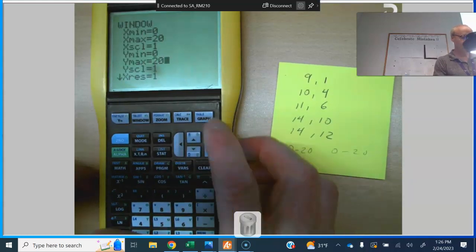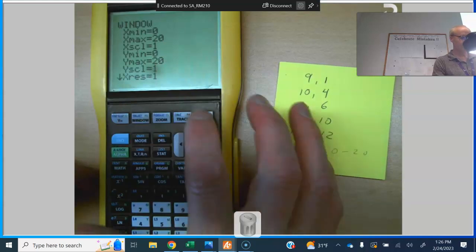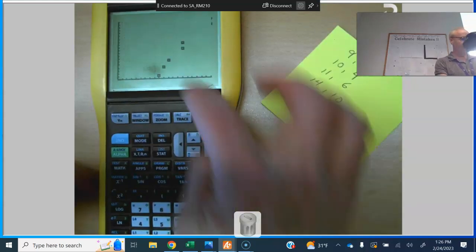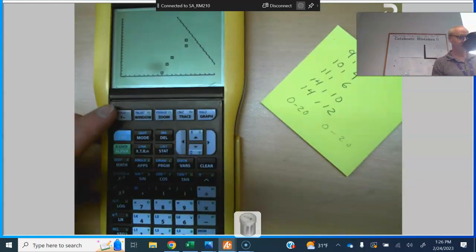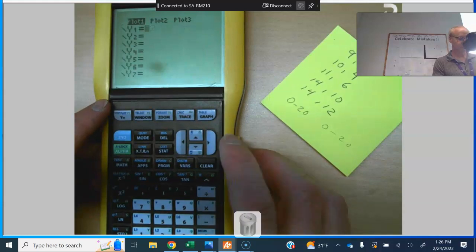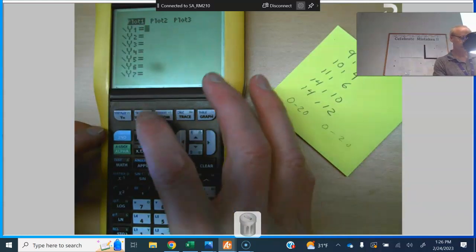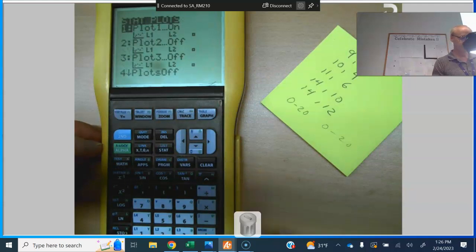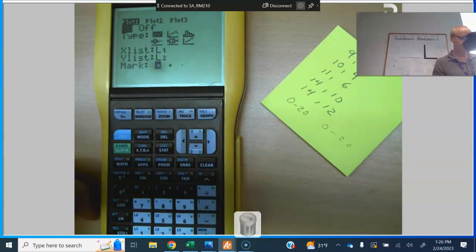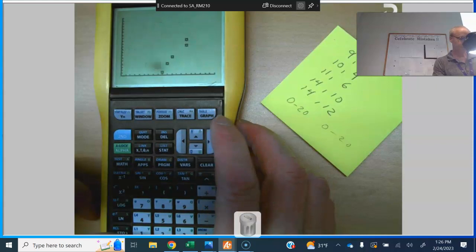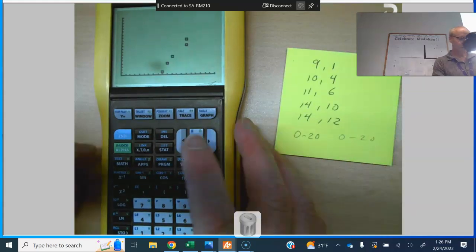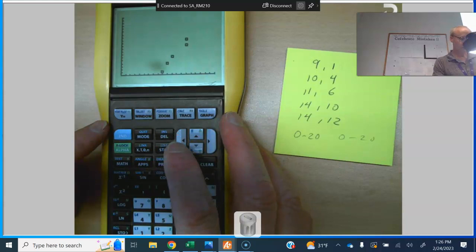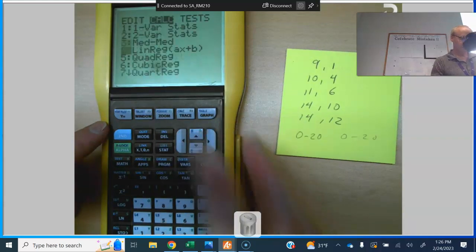And what ends up happening is this is my old graph, and my stuff is still there from the other one, but I'm just going to get rid of it. And I'll do stat plot again. And we will calculate the regression line.